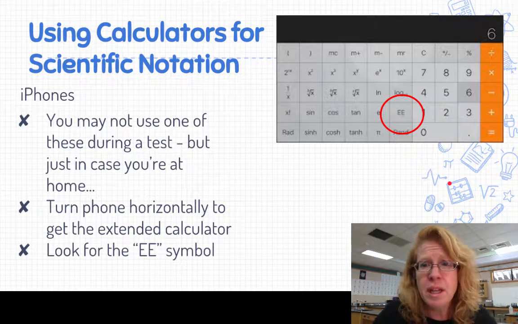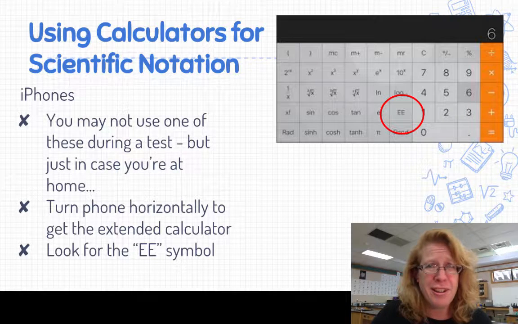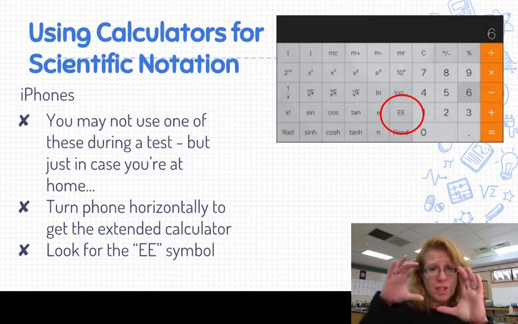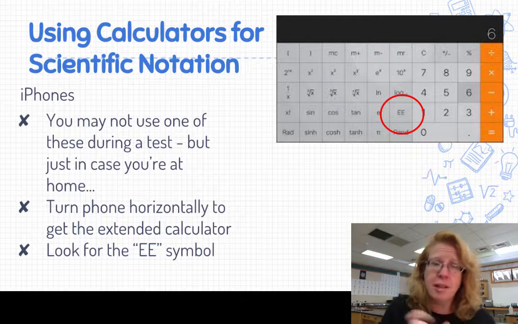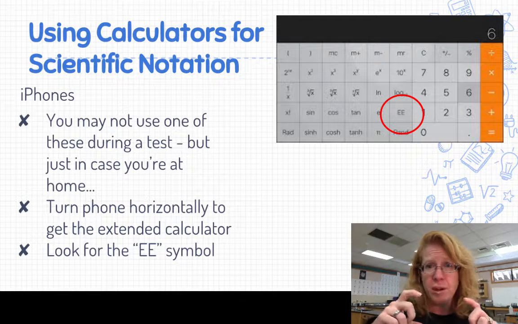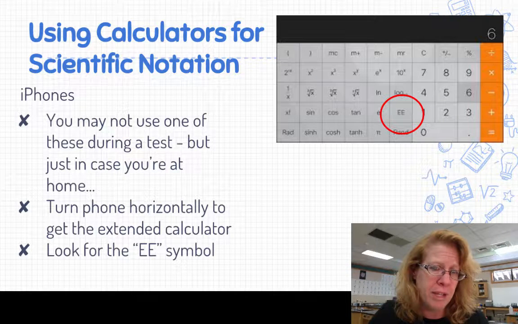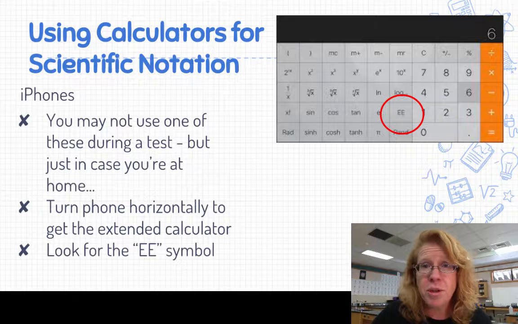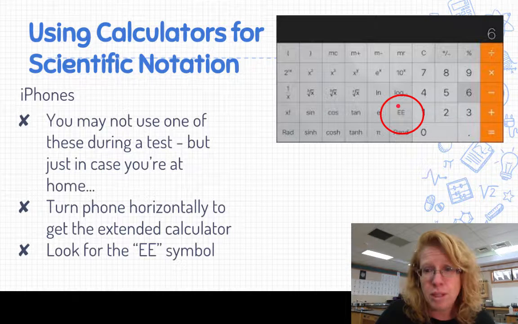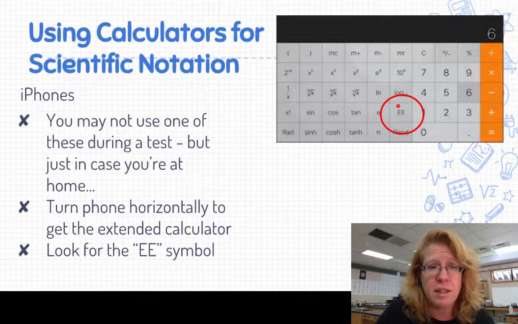And then the last one, if you're using your phone, which you can do at home, which is fine, but you cannot use it during class, so be careful with that. Turn your phone sideways. If you have it right side up, the calculator is the little mini calculator. Turn it to the left or right, horizontal, and you can usually get the extended keyboard. I'm not sure about Android or Samsung Galaxy phones. I don't have one, so I'm not quite sure, but you might want to play around with it. But again, you're looking for that EE button, and it works the same way. You just don't have to hit the second on these. But that's how you would do it on those calculators.